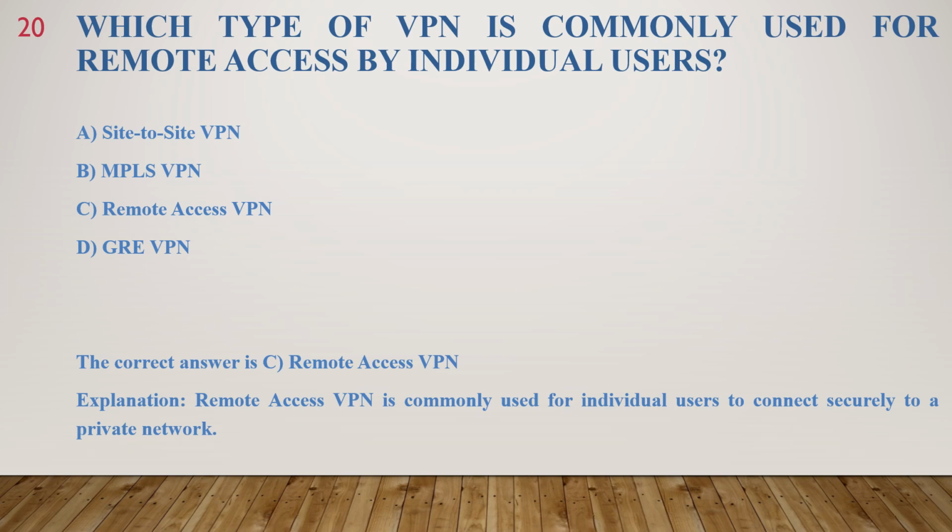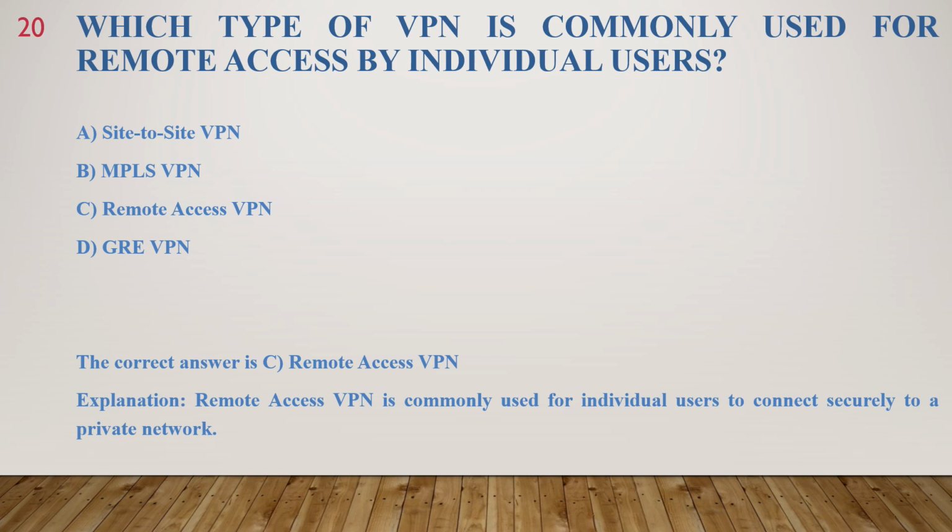This is a more complex and expensive VPN solution often used by large enterprises for wide-area network connectivity. It's not typically used by individual users due to its cost and complexity. D. GRE VPN. This VPN protocol is not as widely used as others and is less secure compared to modern options like OpenVPN or WireGuard. It's not a common choice for individual users.